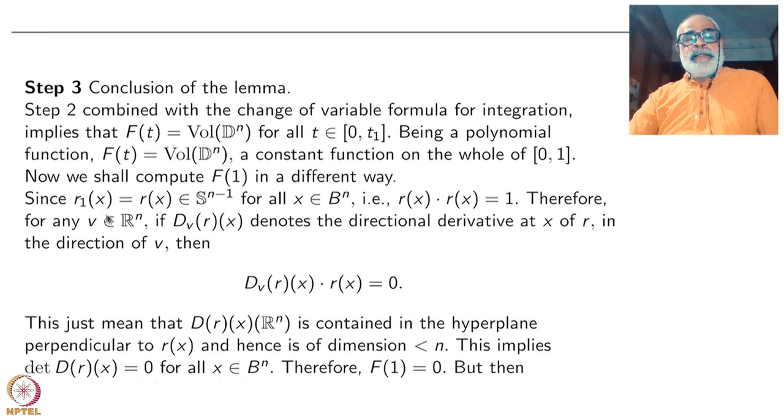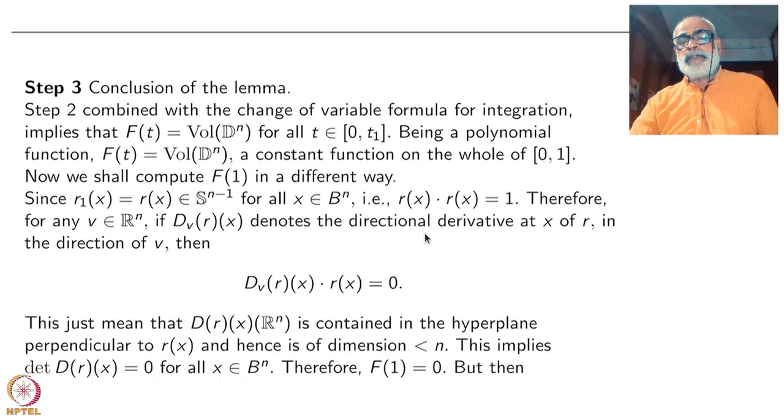Okay, now look at r_1 of x, that is equal to r(x) for all points inside S^(n-1), okay, for all x inside B_n. Therefore, if you look at r(x) dot r(x) equal to 1, that is the same thing as saying r(x) is of unit length, right? This is the dot product. Therefore, for any v inside R^n, if you take the derivative of this equation, that is 0, which just means that in any direction the directional derivative D_v of r dot r(x) must be 0.